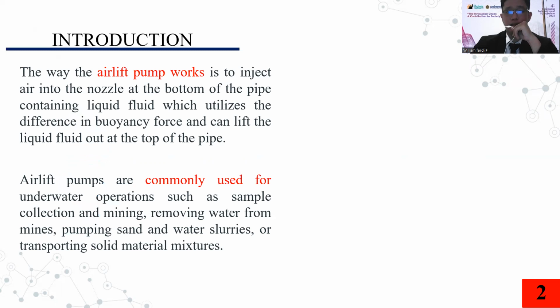The way an airlift pump works is to inject air into the nozzle at the bottom of the pipe containing liquid fluid, in this case water, which utilizes the difference in buoyancy force and can lift the liquid fluid out of the top of the pipe. Airlift pumps are commonly used for underwater operations such as sample collections and mining, removing water from mines, pumping sand and water slurries, and transporting solid material mixtures.